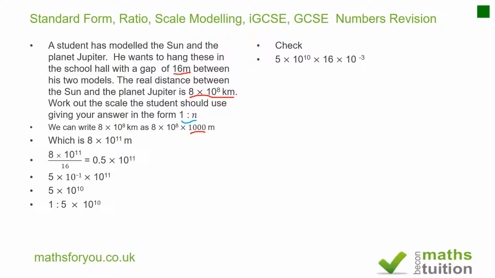Again, because we are dealing with indices here, we add the 10 to minus 3, and that gives us 10 to the power 7. So we then have 80 times 10 to the power 7. Now we can express 80 as 8 times 10 to the power 1. And again, because we are multiplying, we add the indices, so that then becomes 8 times 10 to the power 8. And that's what we got there. So these two actually do tally.